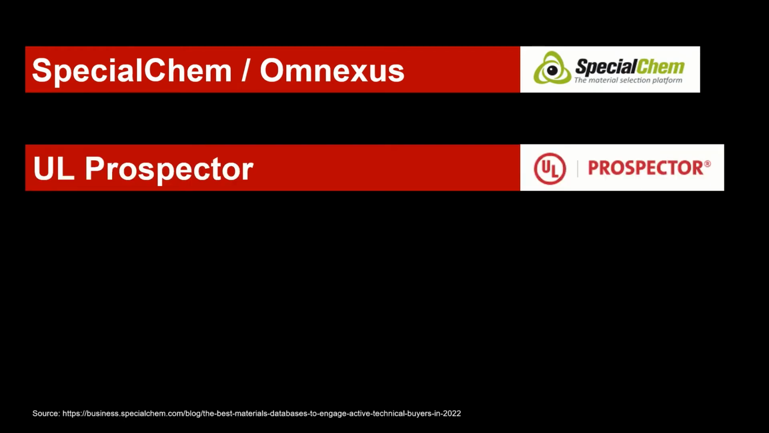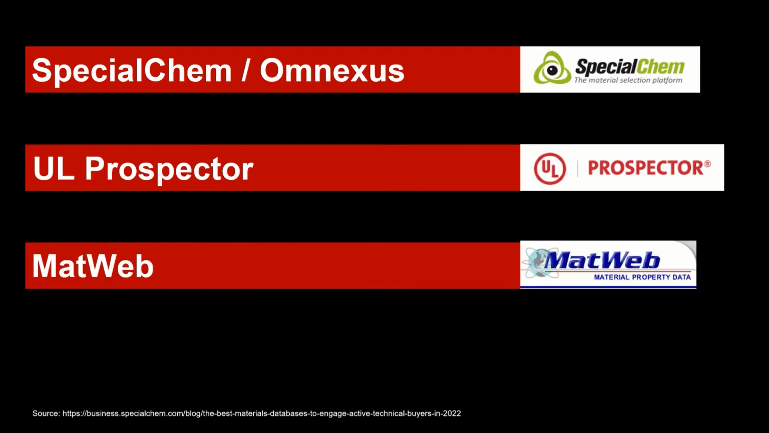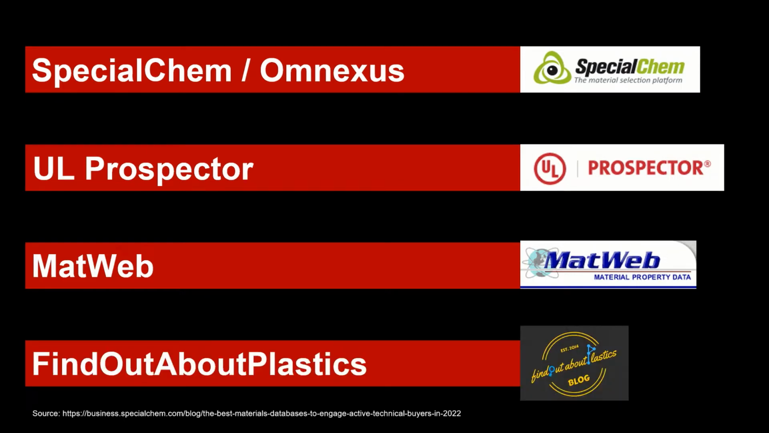Okay, around the established players, we'll have a look at SpecialChem Omnexus material selection platform. Then we will discuss the UL Prospector and also have a look at the materials web, the MatWeb, and I will also show you where you can find on my blog Findoutaboutplastics.com some material data, especially for high performance polymers and engineering plastics. Around the newcomers, we will discuss MatMatch. And yeah, let's jump onto the browser and I will show you now one after the other.